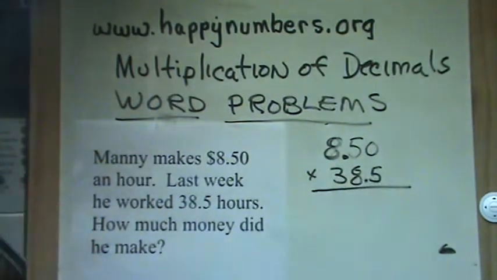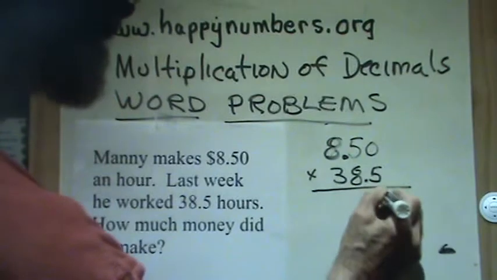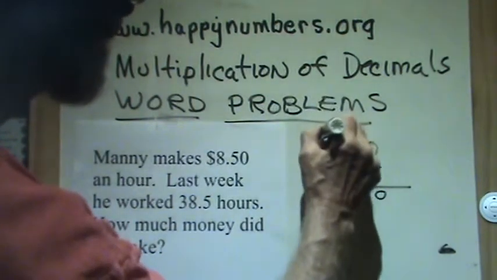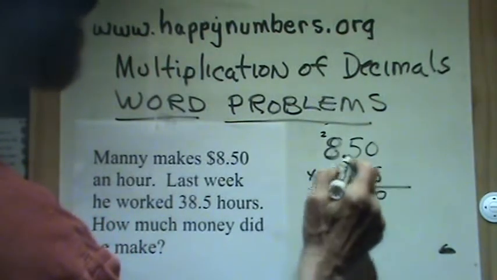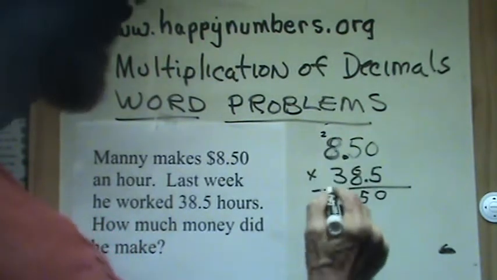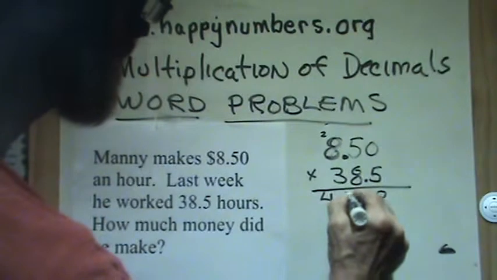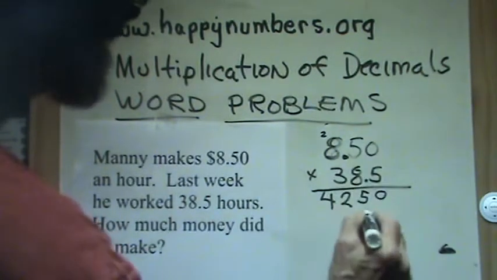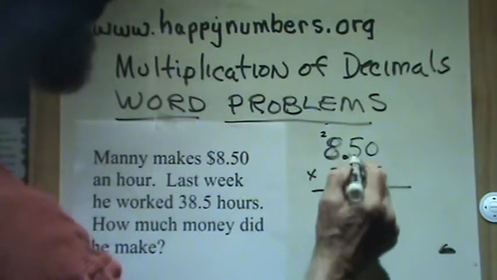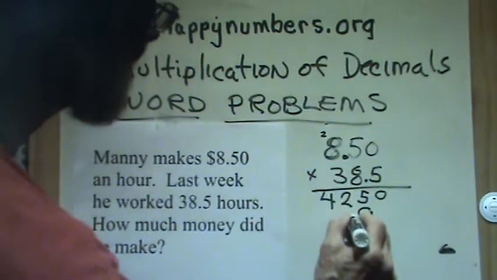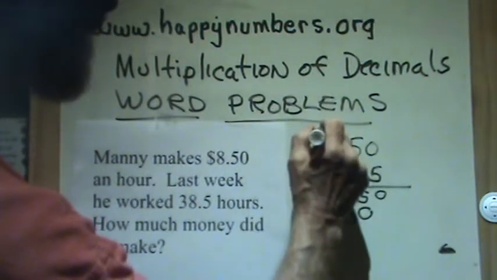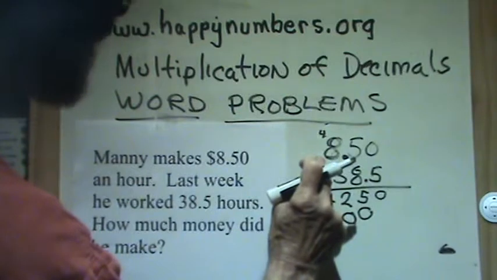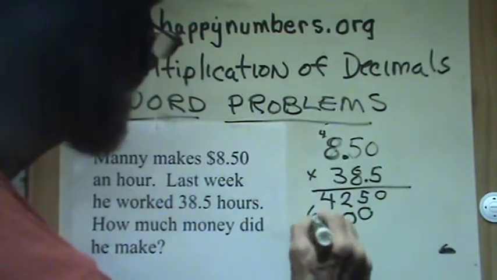We just multiply. 5 times 0 is 0. 5 times 5 is 25, and we'll carry 2. 5 times 8 is 40, and 2 is 42. 8 times 0 is 0. 8 times 5 is 40, so we put down a 0. We carry a 4. 8 times 8 is 64, and 4 is 68.